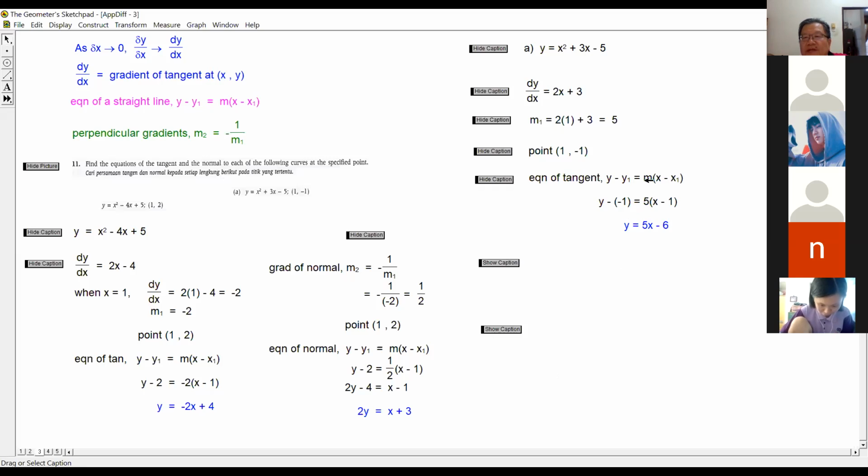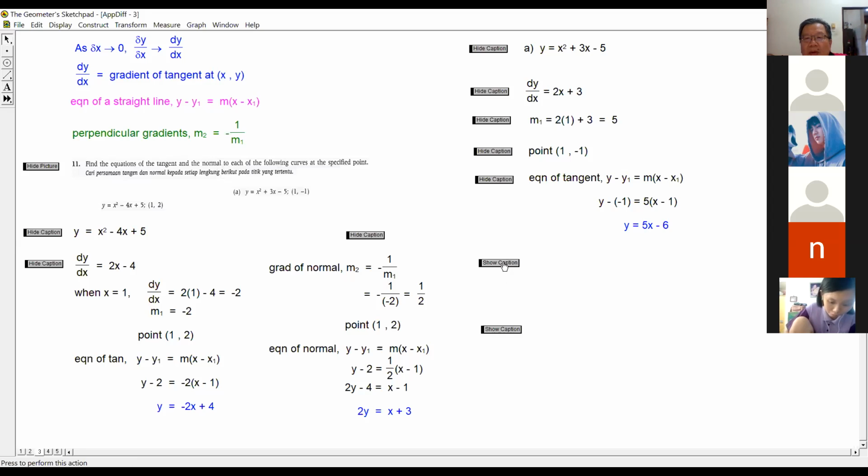5, substitute in 5. 1, you substitute in 1. -1, you substitute in -1. Simplify, you get y equals 5x minus 6. So this is the equation of tangent.